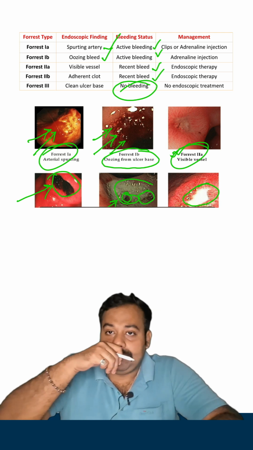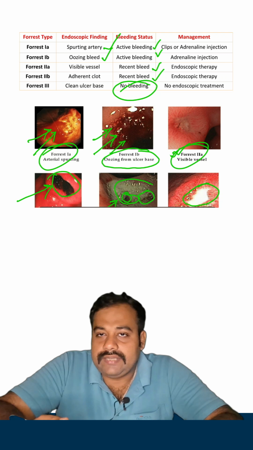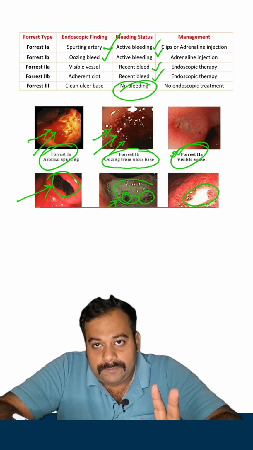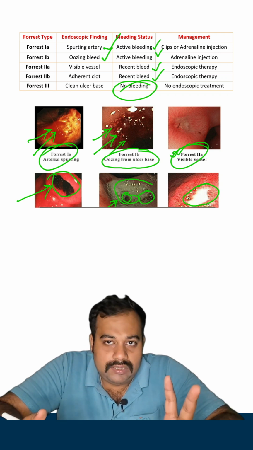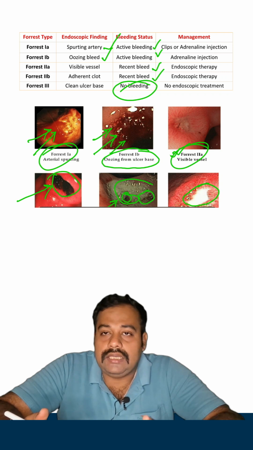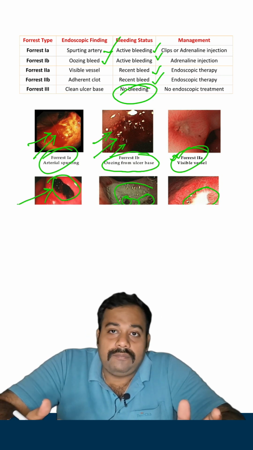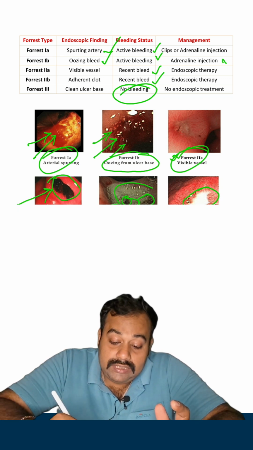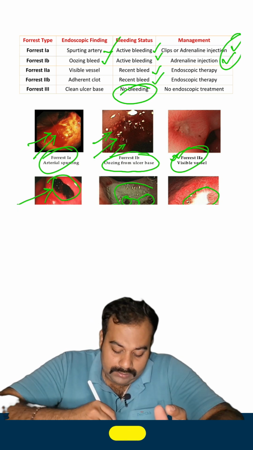Now for the subsequent management, if there is active bleeding, you need to clip the artery or clip the source. In case of arterial spotting, you can easily identify the source and clip that. But in case of oozing bleeding, you have to go for adrenaline injection. So adrenaline injection would be suitable in that case.